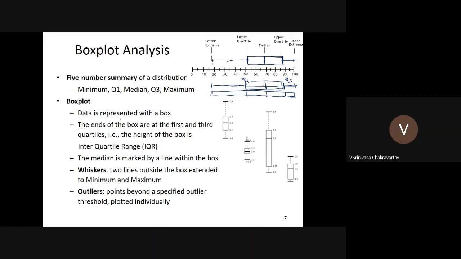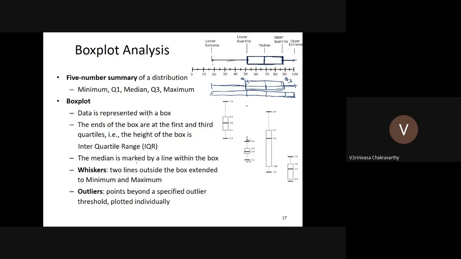So in a box plot, the data is represented. It is a summary of these 5 numbers, this 5-number summary. It's a pictorial representation of this 5-number summary, and it's represented by a box. The ends of the box are at the first and third quartiles, and the height of the box is the interquartile range, or IQR. The median is marked by a line within the box, and the two whiskers, two sides, will go all the way to min on one side, max on the other side.